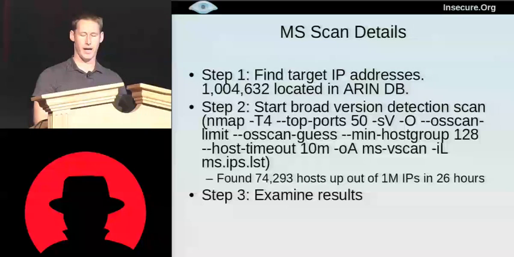I said -T4 to be more aggressive on timing, scan the 50 most popular ports based on our empirical data, do version detection, OS detection, a couple OS detection optimization flags, set the host group to 128 because that scans more in parallel to make the scan quicker, set a host timeout of 10 minutes so we don't waste too much time on one extra slow host, do the output to files, tell it where to get the input Microsoft IP address list from, and let it chug away.